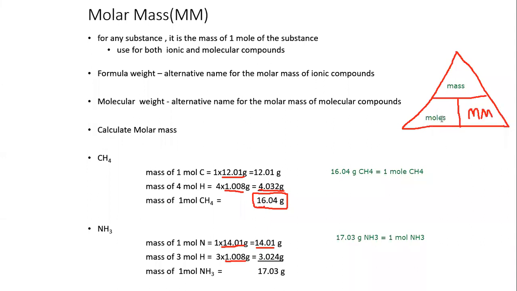If we want to find the moles, we take the mass divided by the molar mass, which is what we just calculated here. If we want to find the mass, we take the moles times the molar mass. So you see, this is how molar mass links the two quantities, mass and moles. If we take the mass and divide by the molar mass, we get moles. If we take the moles and multiply by the molar mass, we get mass. This is how we interconvert between these two quantities.